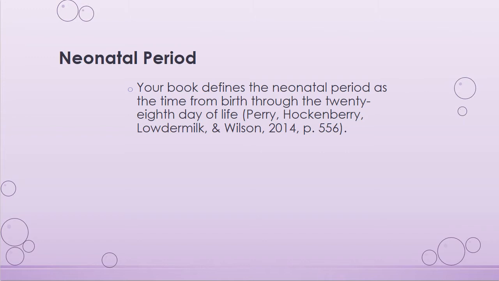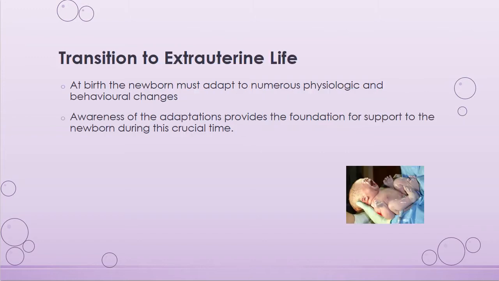We're going to look at the systems. You might find that there are a couple of repetitive things throughout chapters 24 and 25. Transition to extrauterine life. At birth, the newborn must adapt to numerous physiologic and behavioral changes. Awareness of the adaptations provides us with the foundation for support to the newborn during that crucial time.